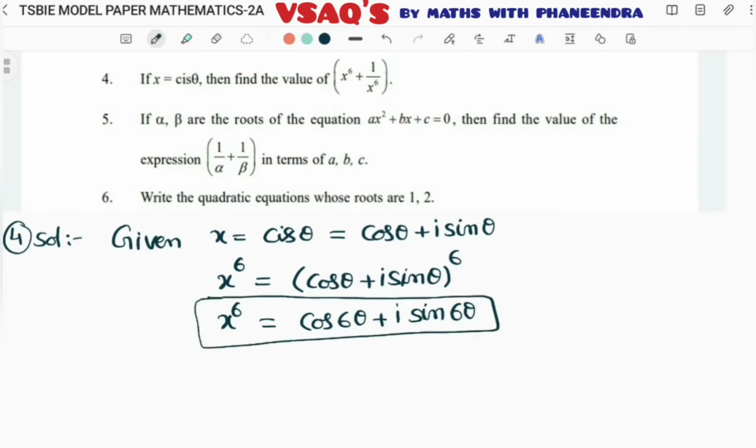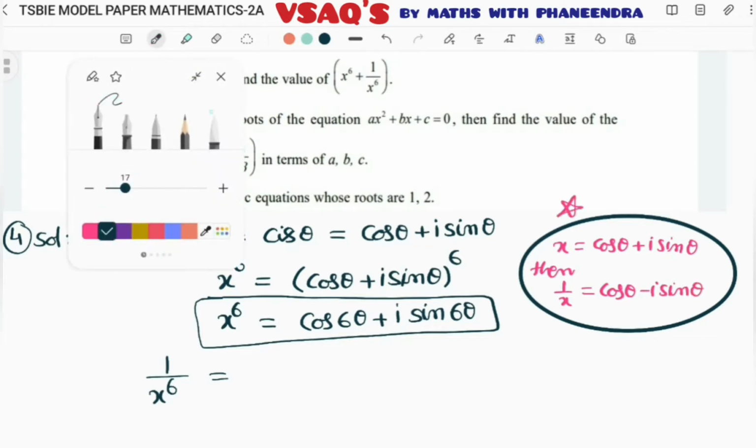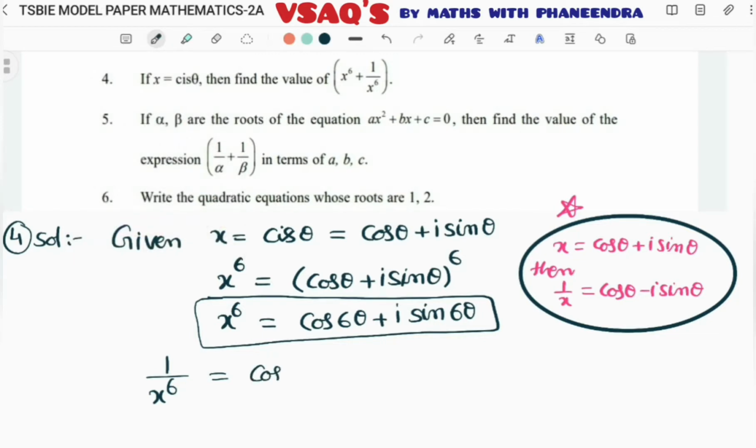Put it in a box, this value. Next, the reciprocal. So 1 by x power 6 is equal to... we know that x is equal to cos theta plus i sin theta, then 1 by x is equal to cos theta minus i sin theta. So by using this formula, we can write it as cos 6 theta minus i sin 6 theta.